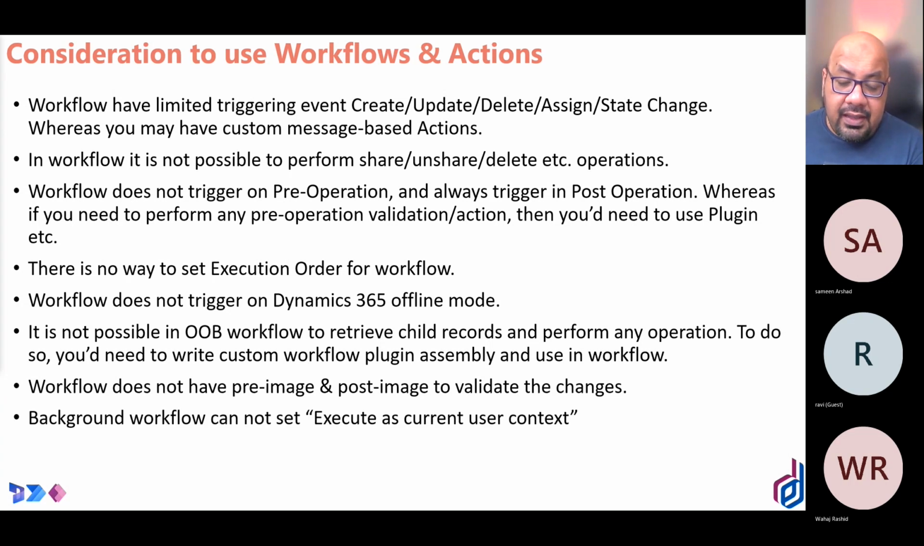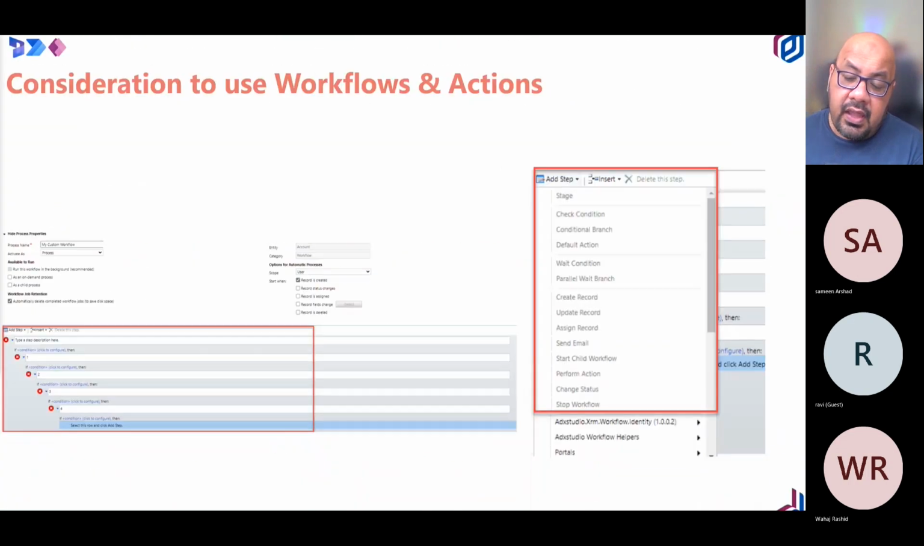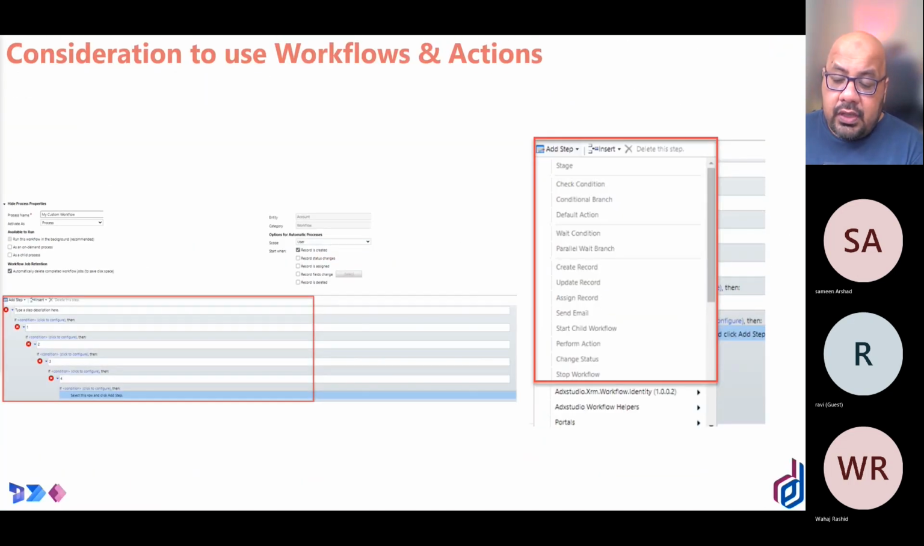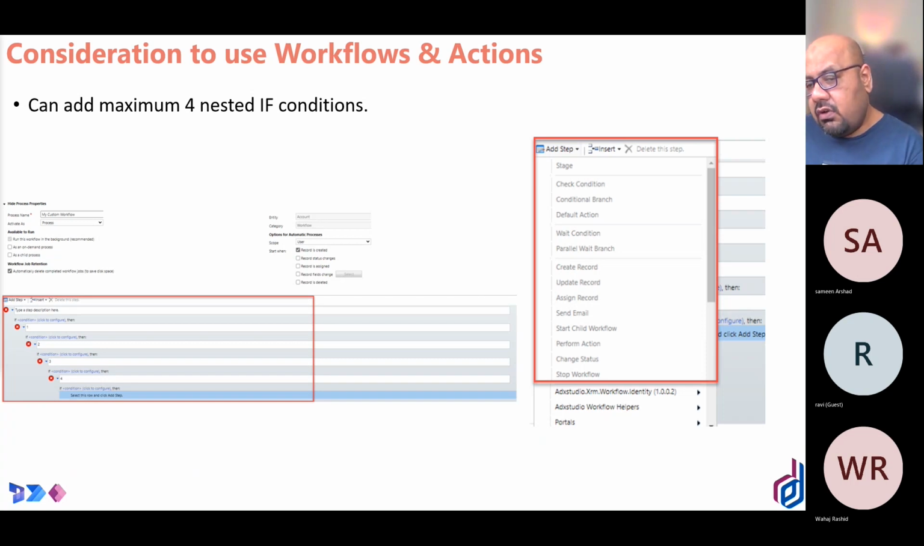To do so, you would need to do it in the plugin. And the most important part is the execution on the current user context. A background workflow doesn't support it, because it will be executed based on the owner of that particular workflow. And the main thing related to this is that you can't have more than four nested if conditions. If you do, the system will not allow you to add a step in between. So if you want to use nesting, always plan the conditions before you apply the changes there.